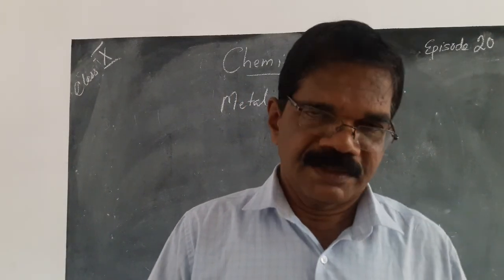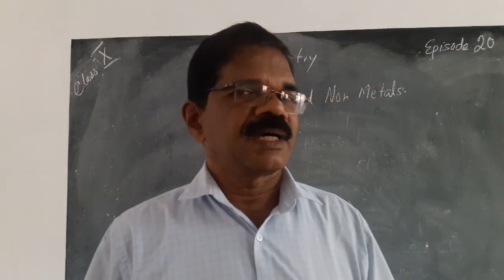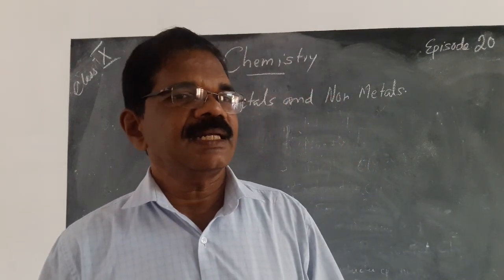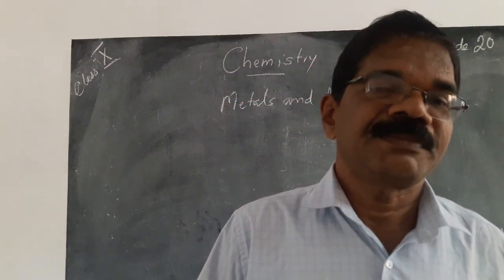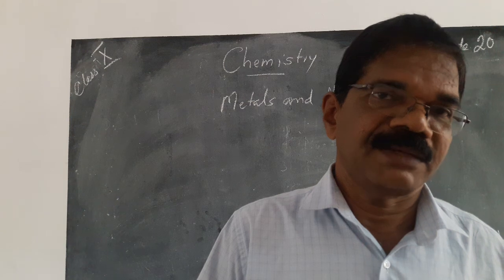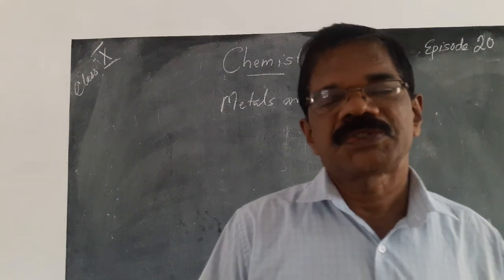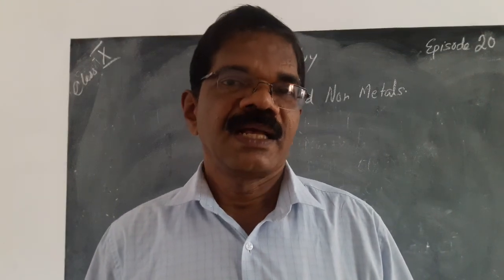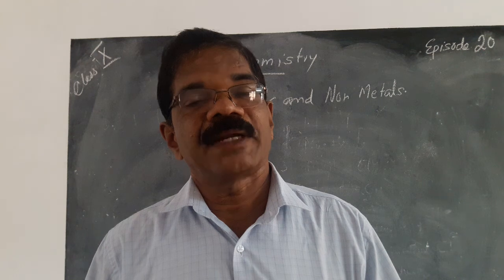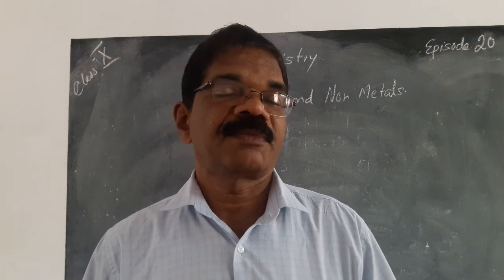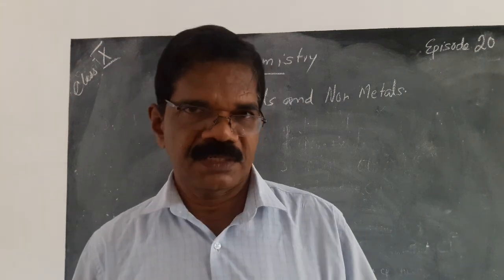You have to learn them. In the previous classes we have already studied that metals form basic oxides and non-metals form acidic oxides. That means when sodium burns, sodium oxide forms; it dissolves in water, giving sodium hydroxide. It is a base. When carbon burns, it forms the oxide carbon dioxide; it dissolves in water, and carbonic acid is produced. Metals form basic oxides, non-metals form acidic oxides.